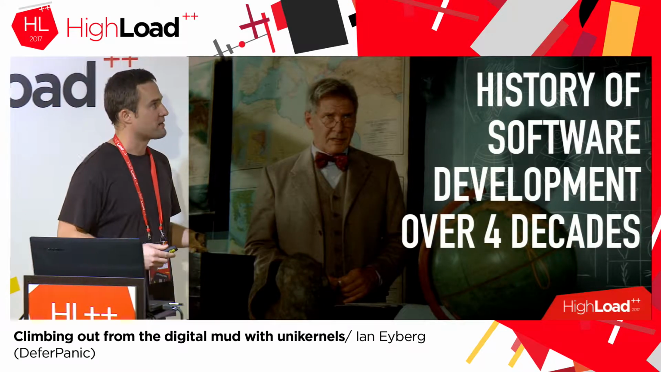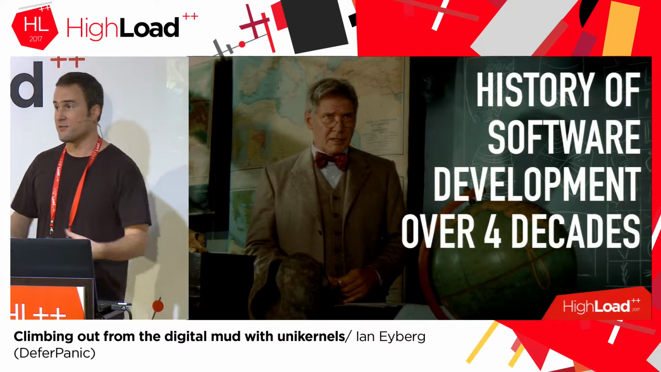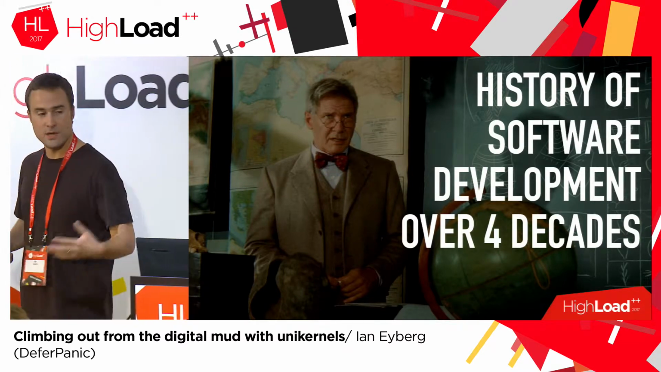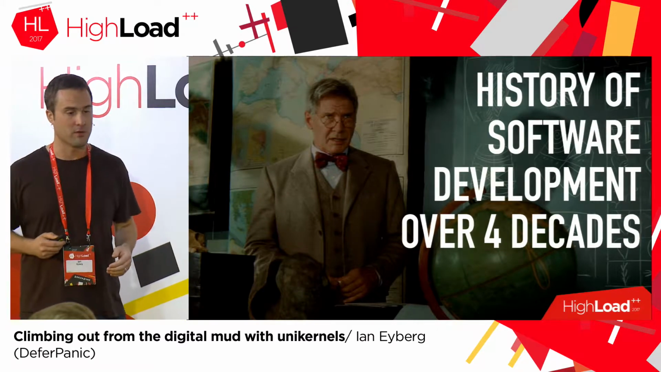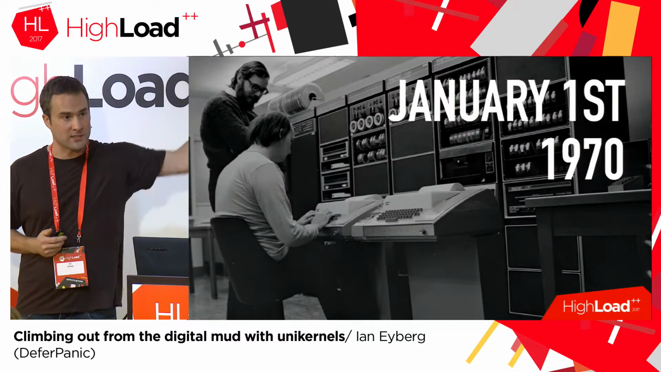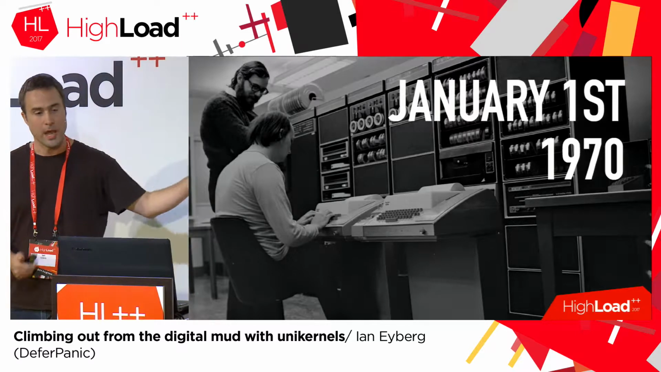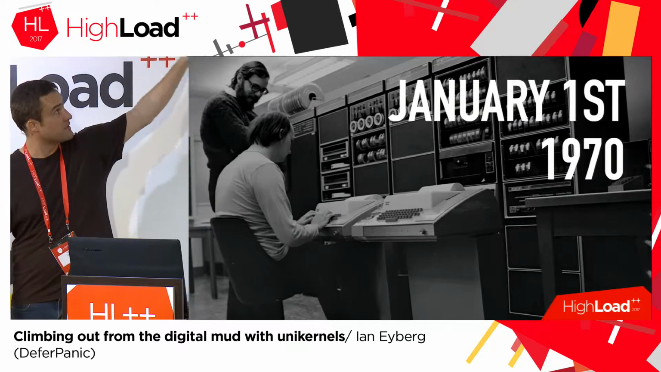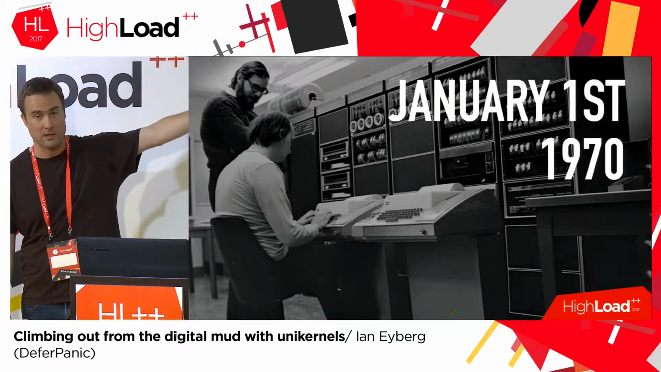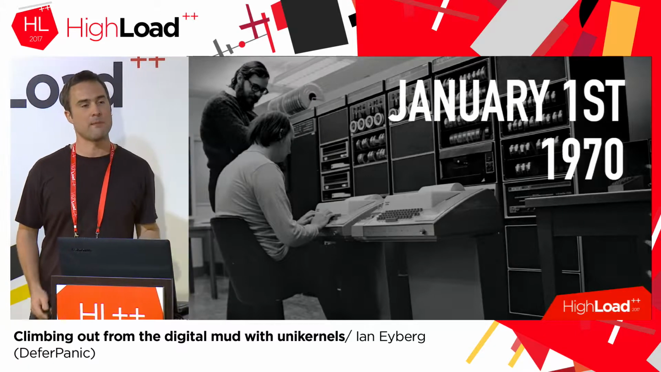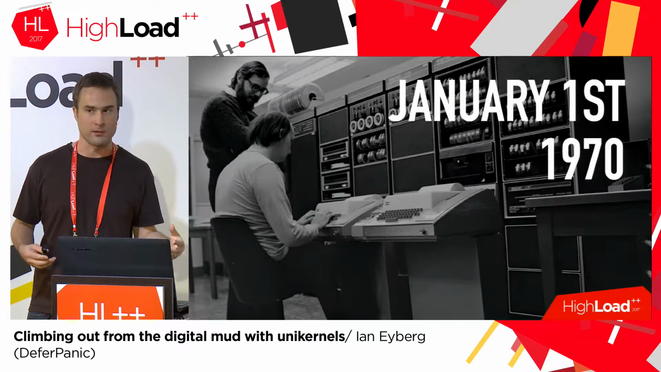Let's talk about the history of software development for the past 4 decades. I mentioned 1960, 1970, we've been living under this paradigm. It really goes back to January 1st, 1970. This is, of course, the Unix epoch, right? Ken Thompson and Dennis Ritchie were working on a PDP-11. When this machine came out, it cost over $500,000 to produce.